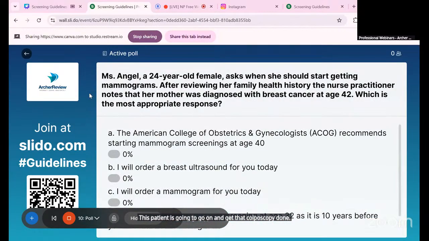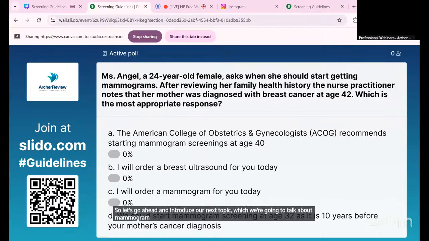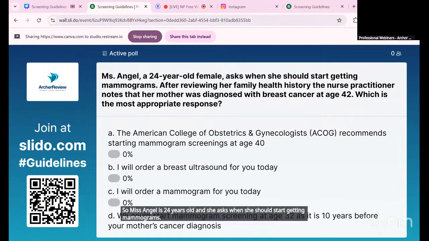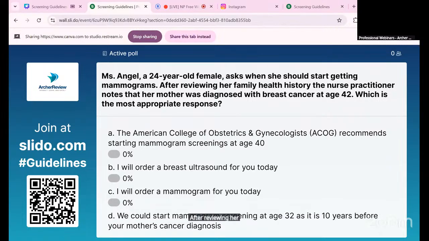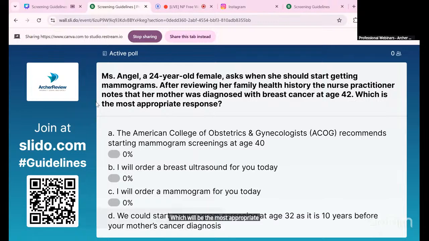So let's go ahead and introduce our next topic, which is mammogram screening guidelines. And let's kick it off with a practice question. Miss Angel is 24 years old, and she asks when she should start getting mammograms. After reviewing her family health history, the nurse practitioner notes that her mother was diagnosed with breast cancer at age 42. Which will be the most appropriate response by the nurse practitioner?